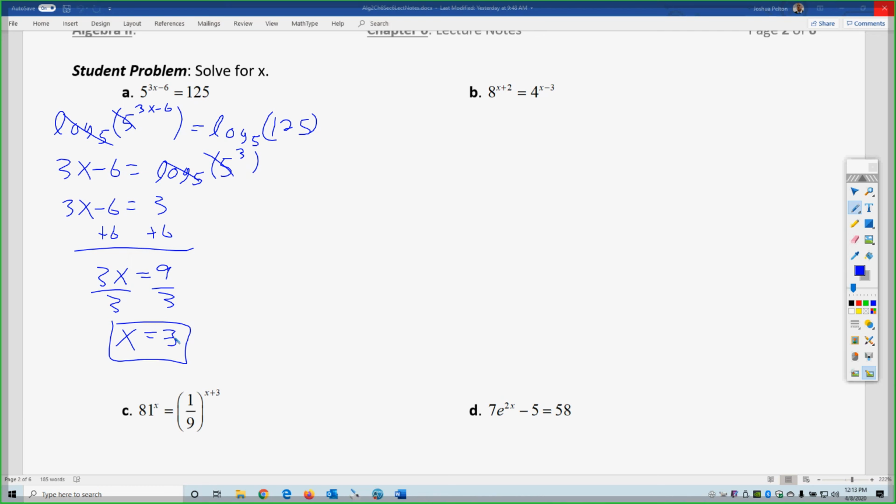Okay, 8 and 4 are not the same base. However, 8 is 2 to the third, and 4 is 2 to the second. So if I replace those numbers with their new bases, we get this. Simplify, which is not solving. I get power to power rule, which is 3x plus 6, and 2x minus 6. Okay. I think we're good here. All right, so log base 2 on both sides.